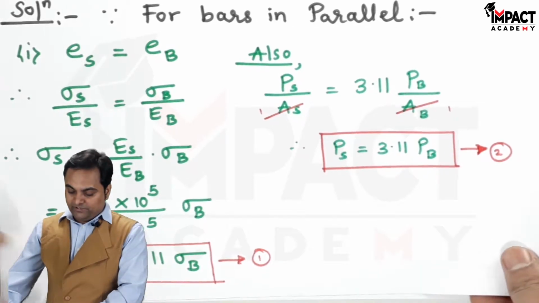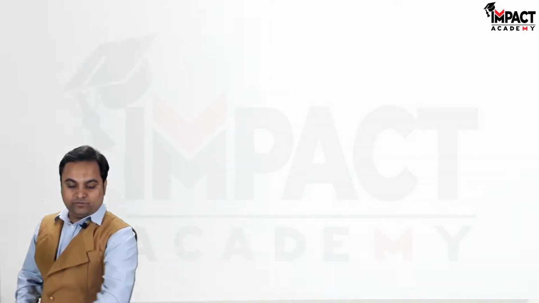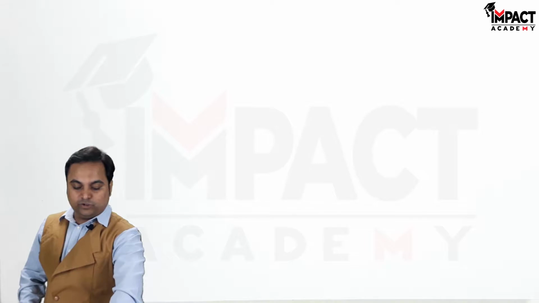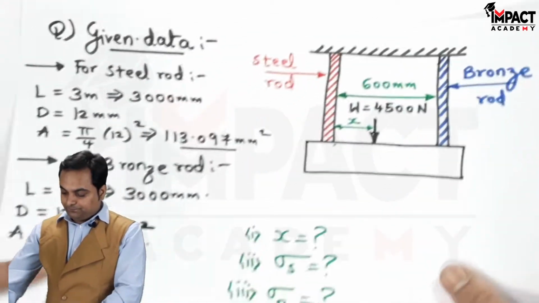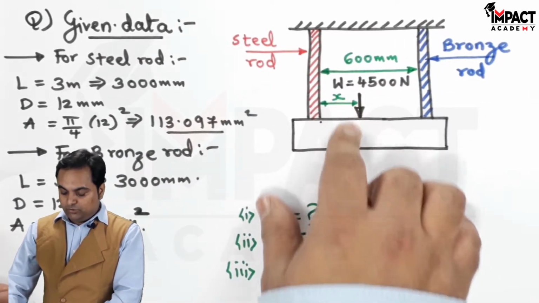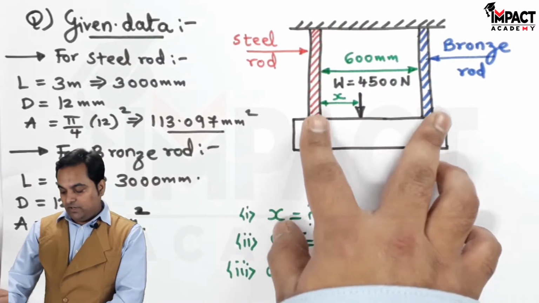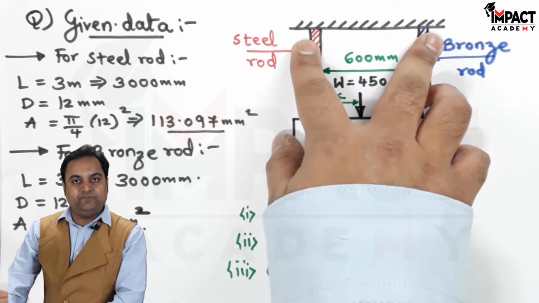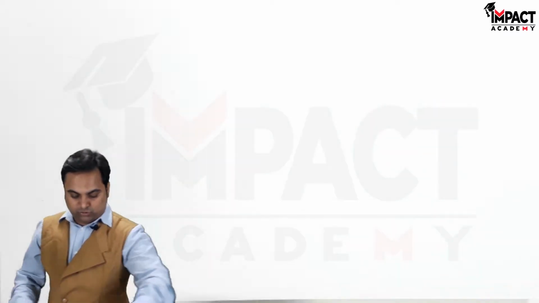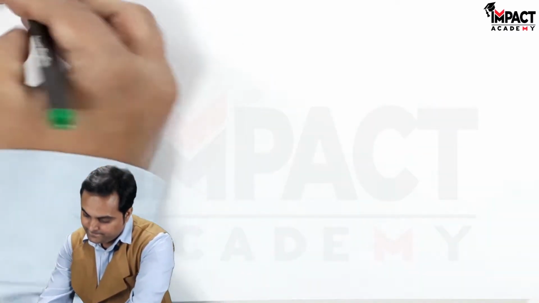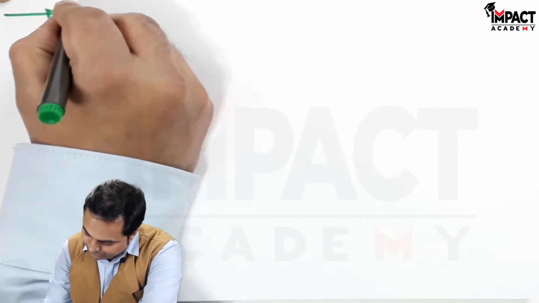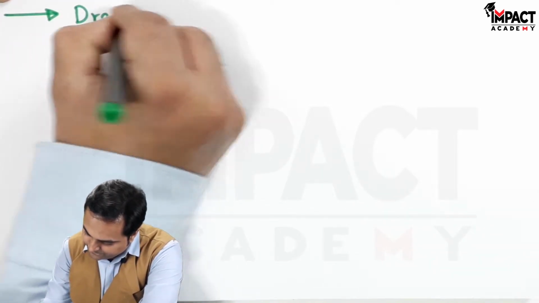Now I would be drawing the FBD for the rigid bar or the crossbar which is connected over here. Since the load is acting in the downward direction, both the materials would resist the load by offering reactions in the opposite direction. So drawing FBD, that is the free body diagram.